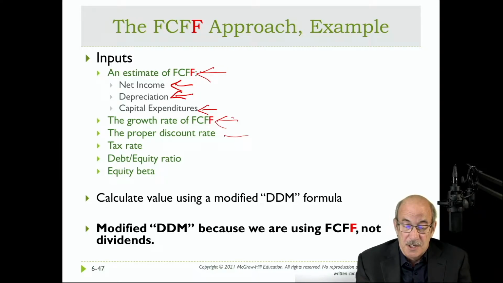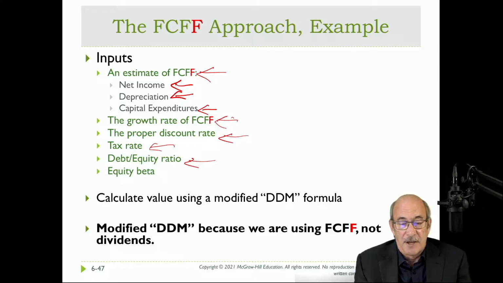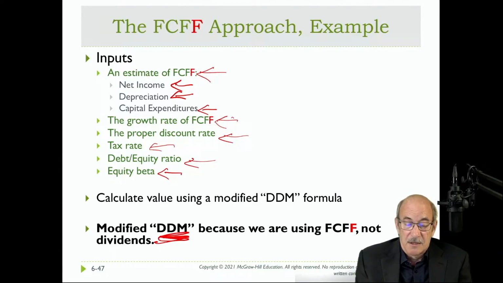We also need the K. We need a tax rate. We need to know what level of leverage there is. And then we need to have an equity beta. And we plug and chug, as they say. It's kind of a modified DDM, if you want to think of it that way.